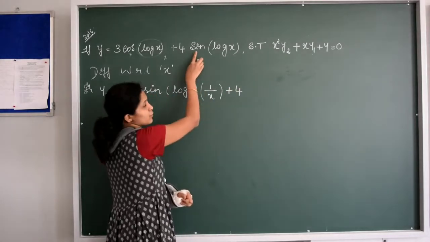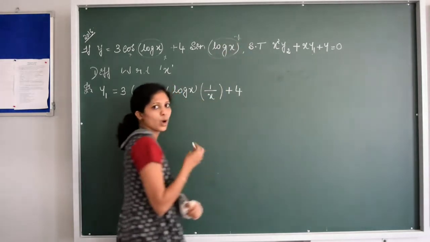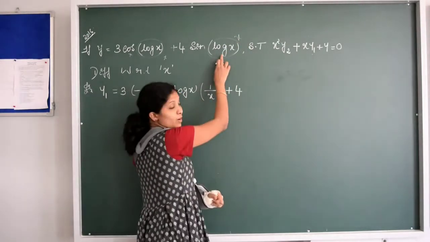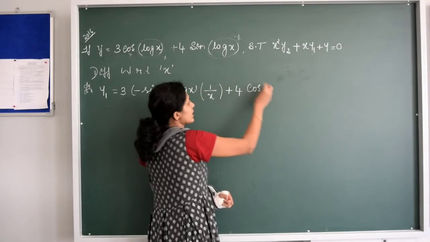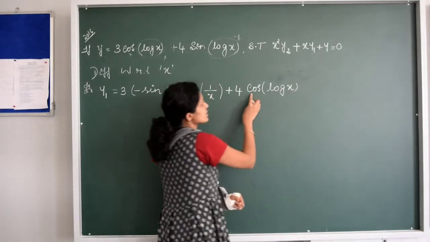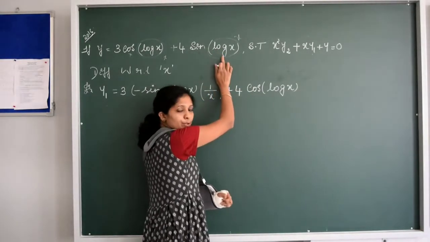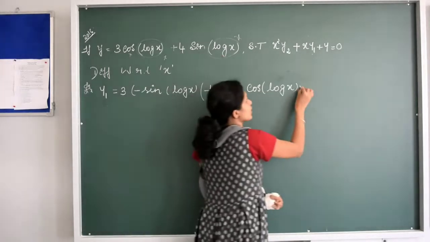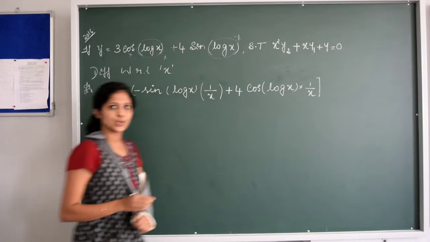Plus 4 as it is. Again here it's of the form sin x. The derivative of sin x will be cos x. In the place of x, here we have log x. So this is now 4 into cos of log x. This is done. Now we have to differentiate log x. The derivative of log x will be equal to 1 by x. I hope you understood this step.